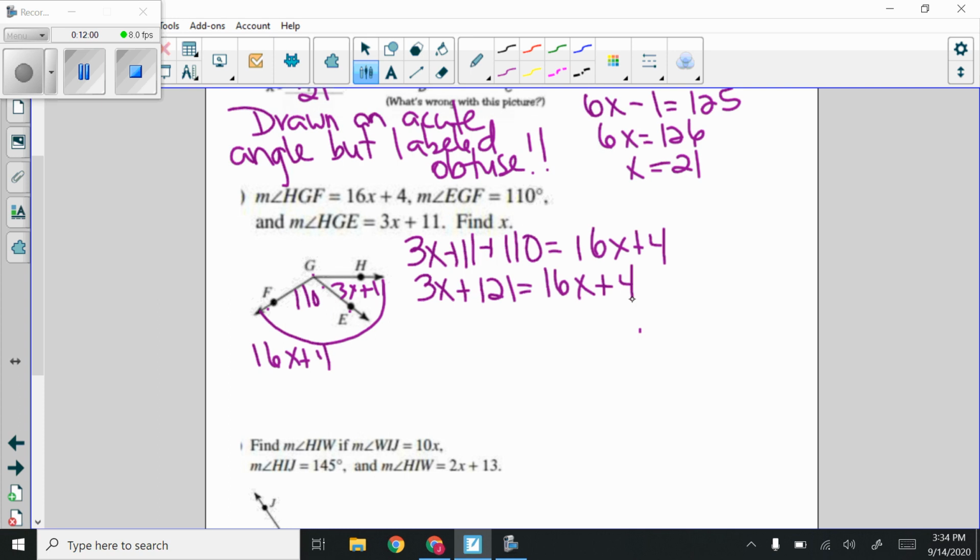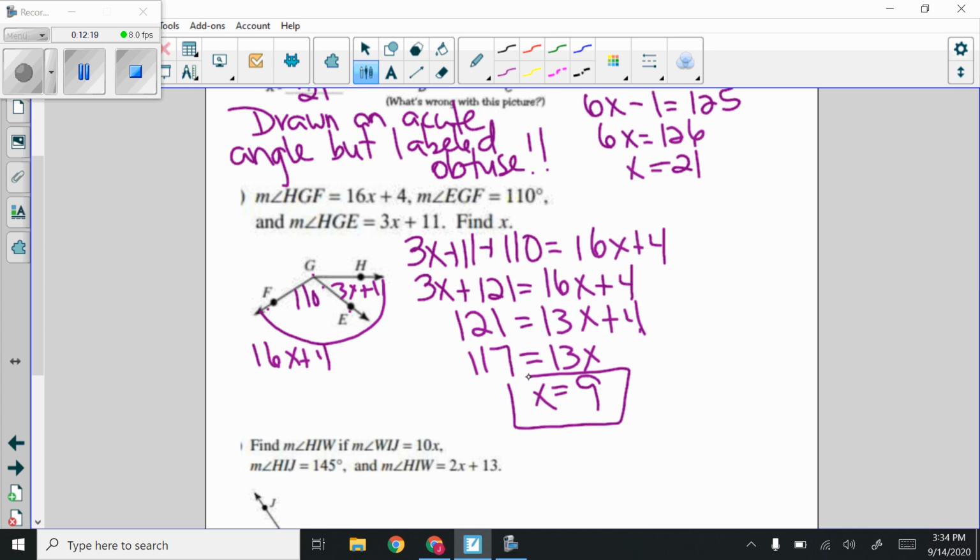We want to get all of our x's on the same side, so I'm going to subtract 3x over. So 121 equals 13x plus 4. Subtract 4, and we'll get 117 equals 13x. Finally divide by 13, x is equal to 9. Again, it's no degree sign because it's just the x. If they asked me to find the measure of angle HGE, I would simply plug 9 in for the x, but that's not what I asked for.